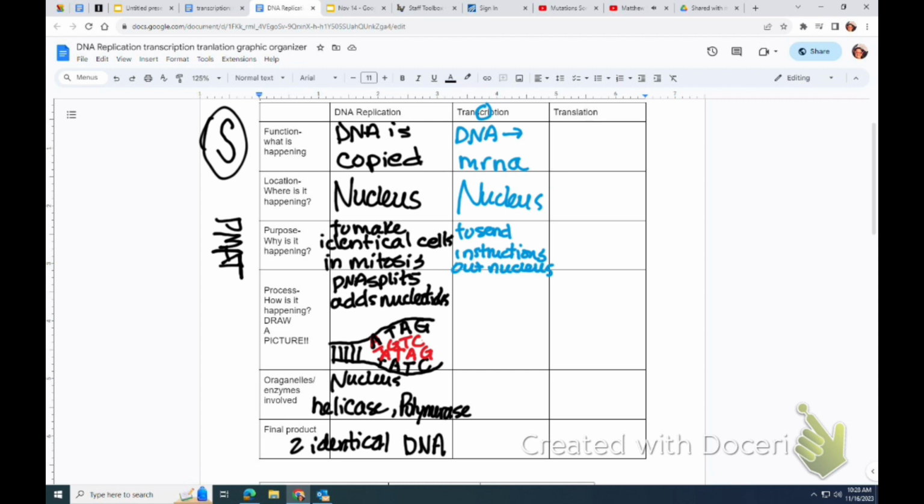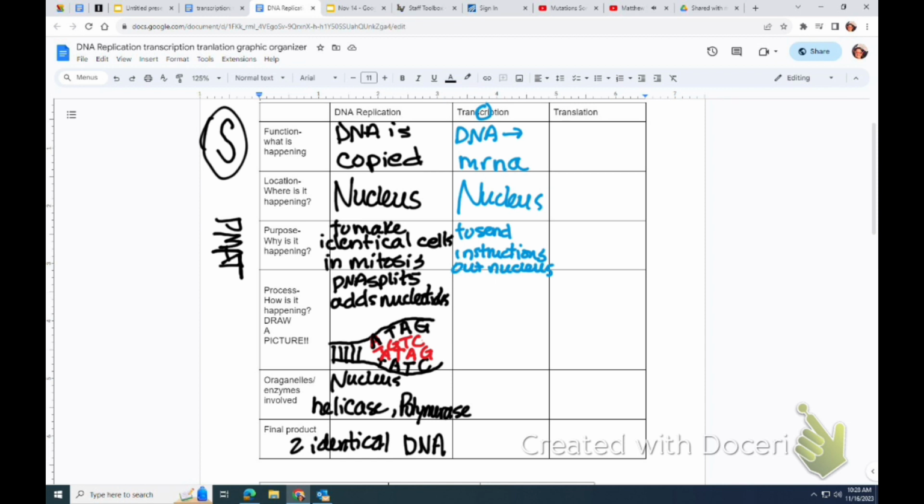So then what's the process? It's very similar to replication, isn't it? What's the only thing different? Well, there's two things different. I'm using a different base, U instead of T. And is my final product going to have two strands or one strand? It's only going to be single-stranded, right?